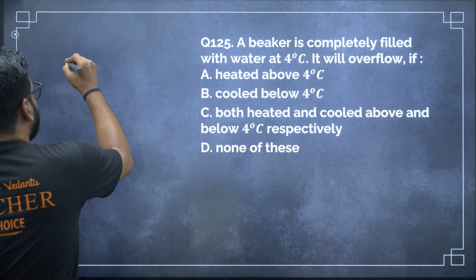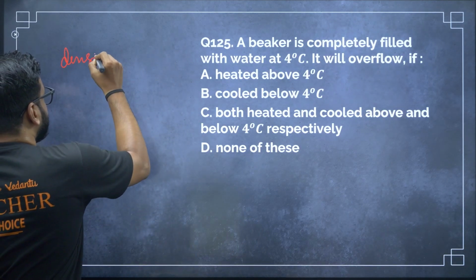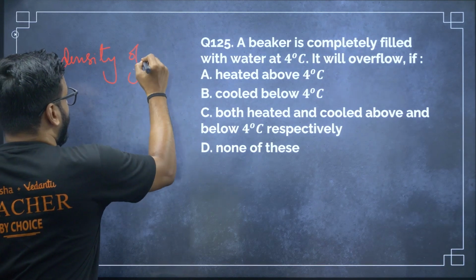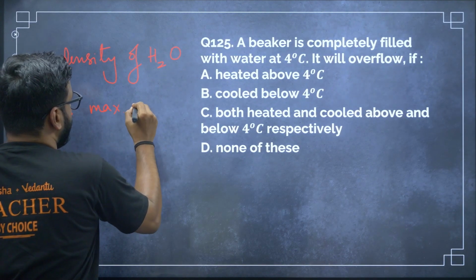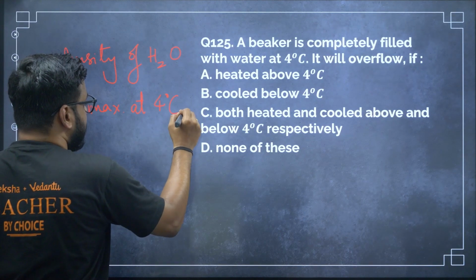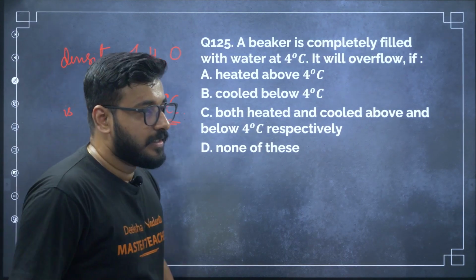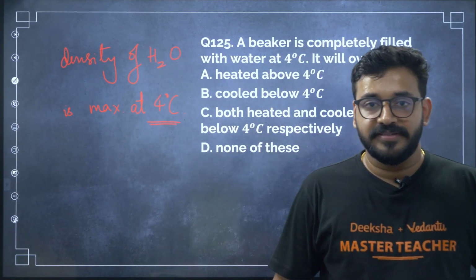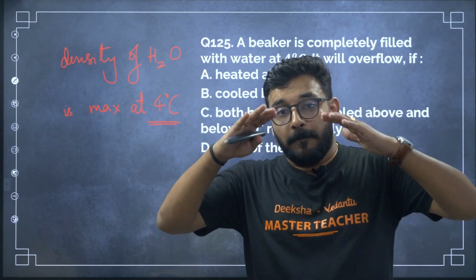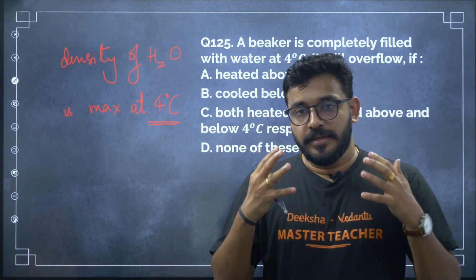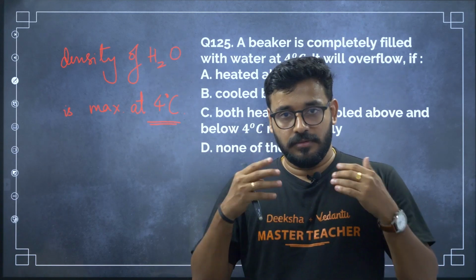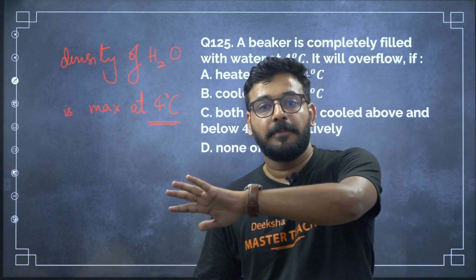So, the density of water is maximum at 4 degrees Celsius. That is the speciality of 4 degrees Celsius. Density of water is maximum at 4 degrees Celsius. That means above 4 degrees Celsius, below 4 degrees Celsius, the density is less. Density of water is less than what it is at 4 degrees Celsius, both above and below.